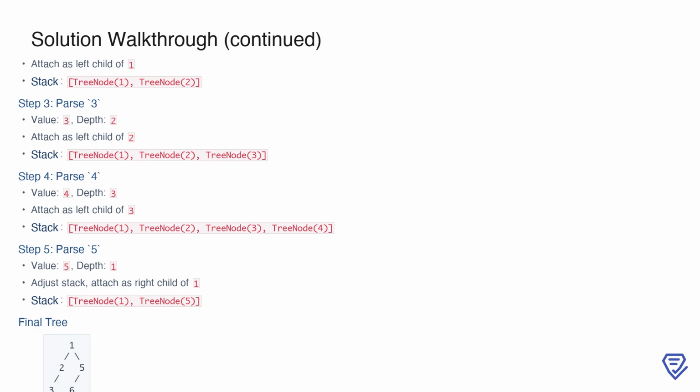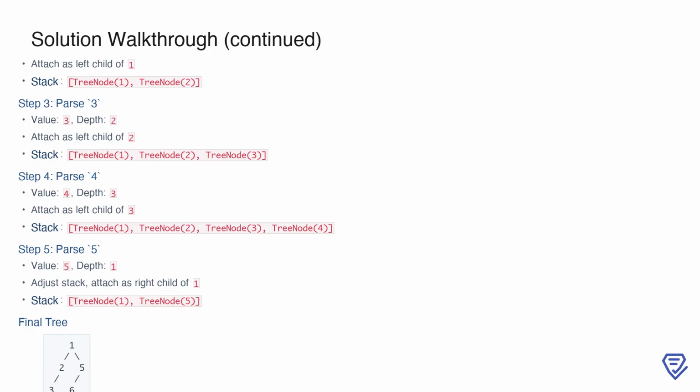This node is attached as the left child of tree node 2, and it is pushed onto the stack. For the value 4, we see a depth of 3. We create a new node and attach it as the left child of tree node 3. This node is also added to the stack. Now, for the value 5, there is a depth of 1.